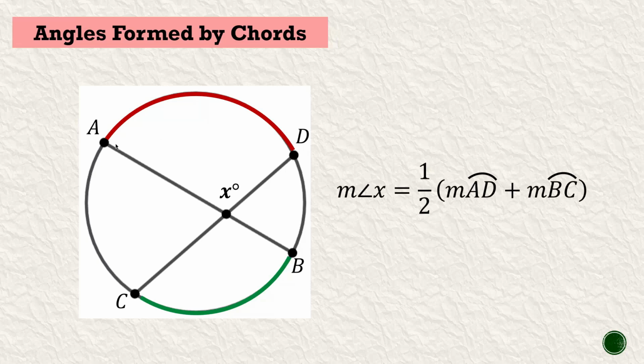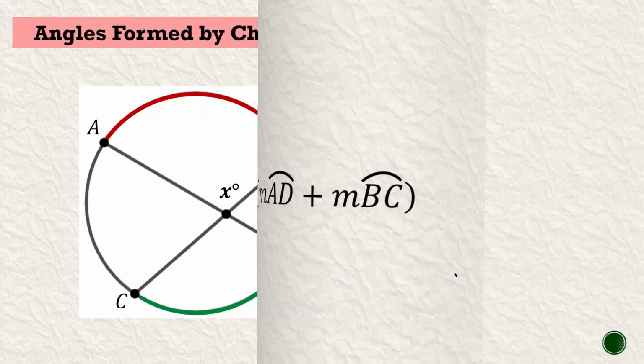And here it says that if we have an arc AD, that's the red one, and then another arc, which is BC, the green one, they are formed by the chords AB and DC, and they intersect at point X, which happens to be the angle X. If you want to know the measurement of that angle X, that equals half the sum of arc AD and arc BC. Alright, so let's apply that formula to these three problems.